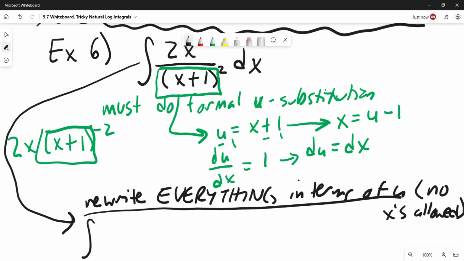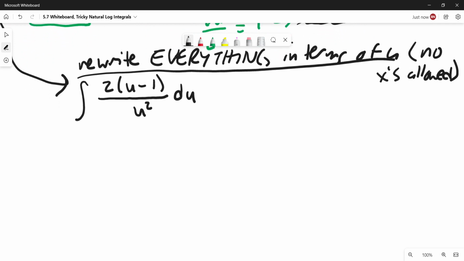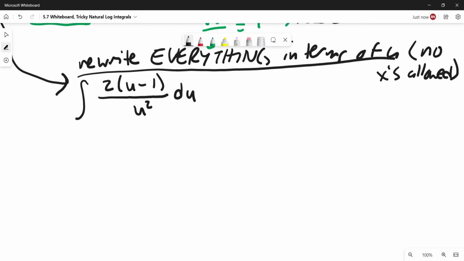So when I go to write this up here, this is going to be 2 times (u minus 1) over x plus 1, which is equal to u, so u squared, dx, we already said is equal to du, so that's du. So not too bad. Now first of all, I see that 2 and there's no need for that 2 to just stay in the integrand. It's 2 times that whole thing. Pull it out.